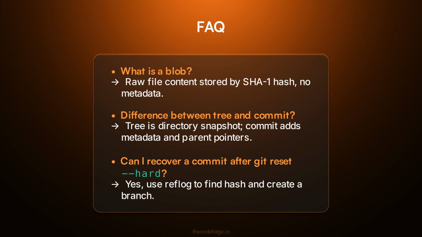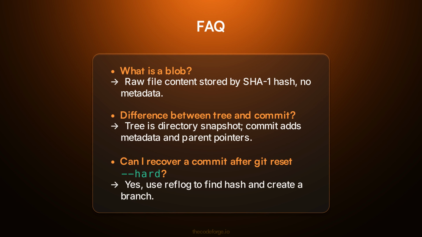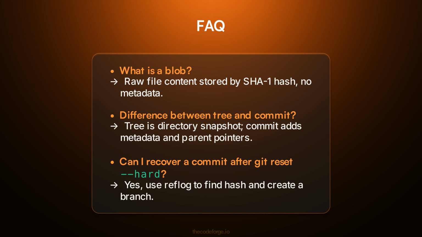And a few frequently asked questions. What is a blob? Raw file content stored by SHA-1 hash, no metadata. Difference between tree and commit? Tree is directory snapshot. Commit adds metadata and parent pointers. Can I recover a commit after git reset --hard? Yes, use reflog to find hash and create a branch.